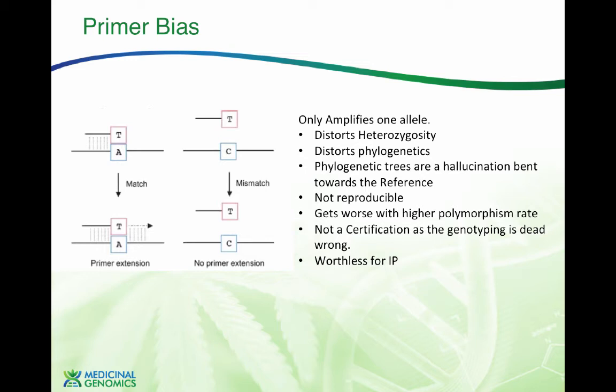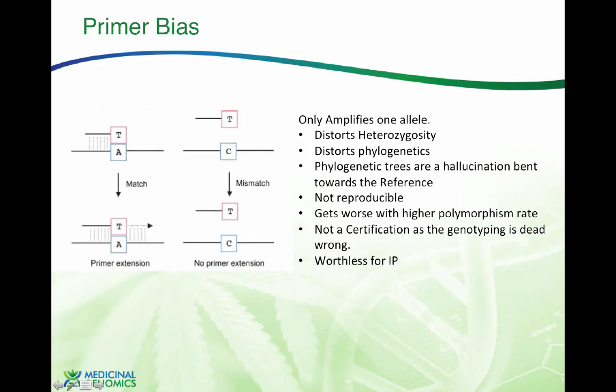You're not going to amplify that allele. You might amplify something that matches what you anticipated, but then you're only recapitulating the information you already knew. And so this distorts the entire genotyping process towards the reference. Okay, it distorts the heterozygosity calculations. It distorts the phylogenetics. The phylogenetic trees become a hallucination that are all bent towards the reference you designed the primers off of. And it's never very reproducible because this artifact is very, very Tm and salt sensitive. And if you have a different DNA prep that has slightly more or less salt, these mismatches are going to behave in a different way, and they're going to give you really erratic reproducibility.